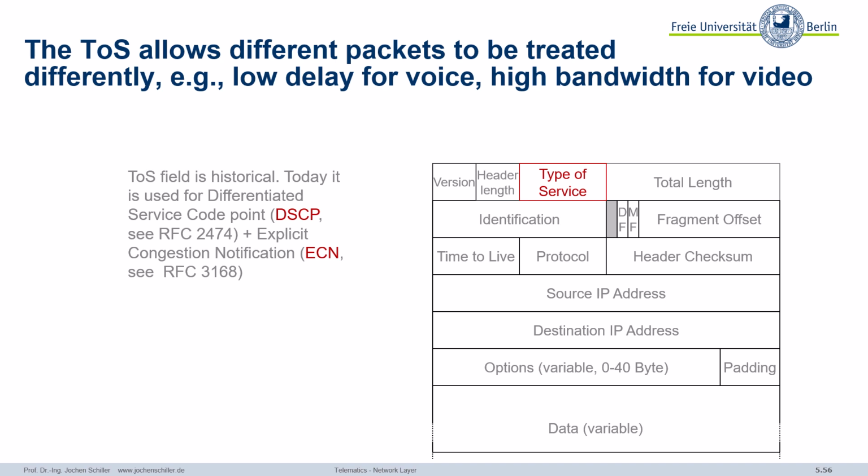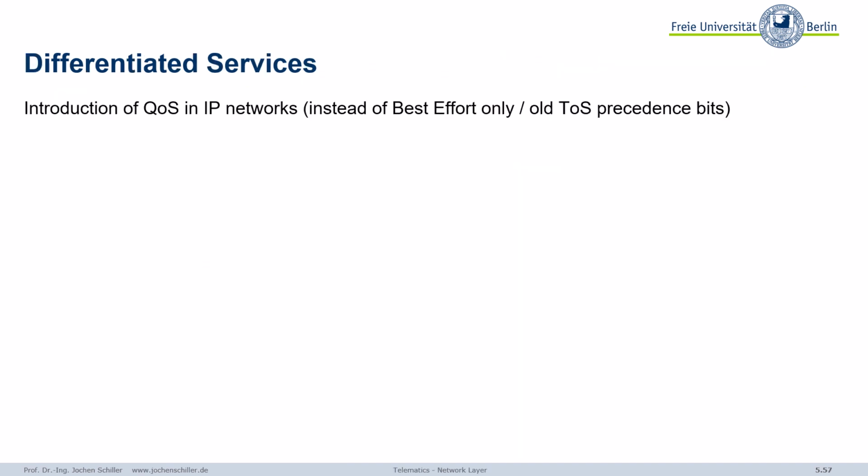So this type of service field is now historical, and today it's called DiffServ, differentiated services code point, DSCP, plus 2 bits for explicit congestion notification, ECN. ECN is important for the higher layers, so I will come back to this, but here some more words about DSCP. So, as I said, in the classical IP networks, we had this type of service, some so-called precedence bits, and now we have the differentiated services code points, those 6 bits, and differentiated services.